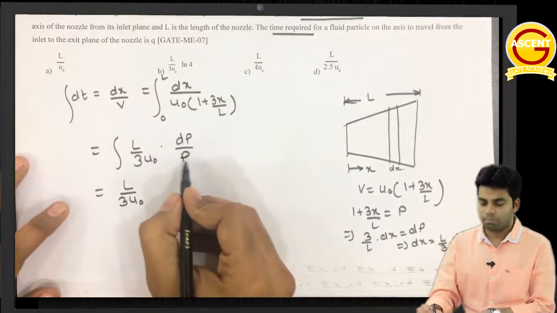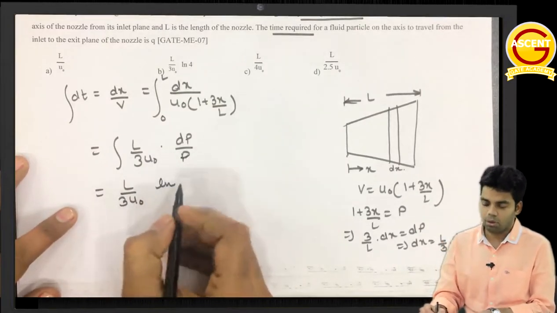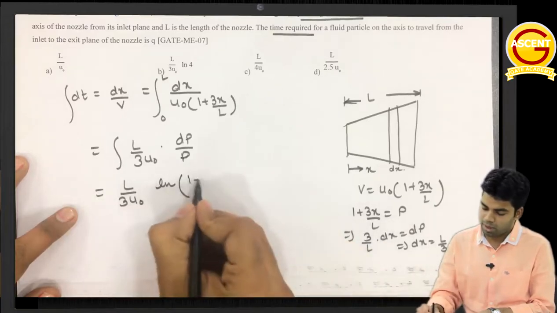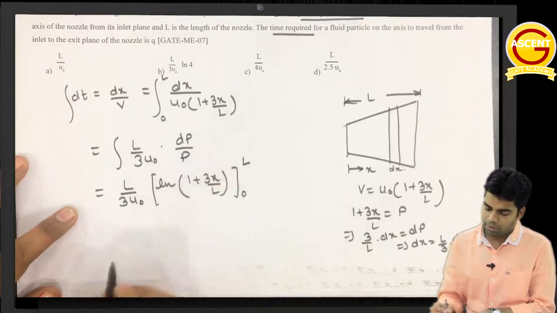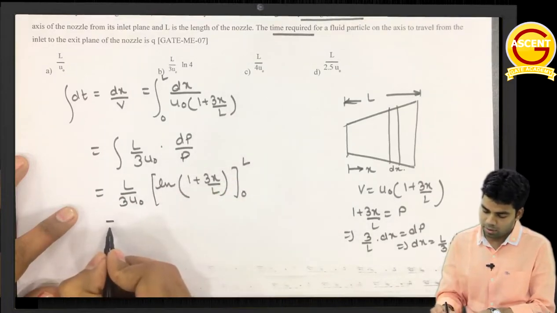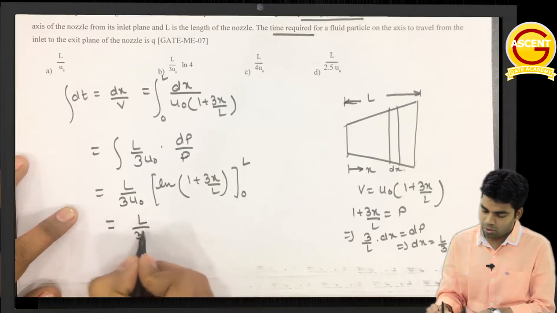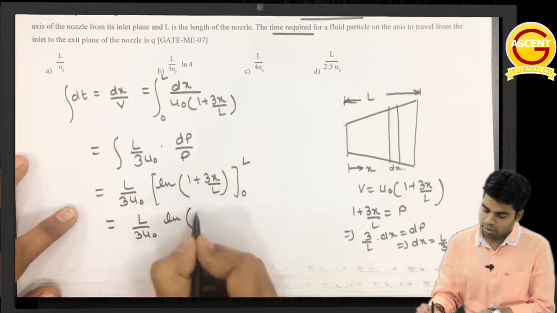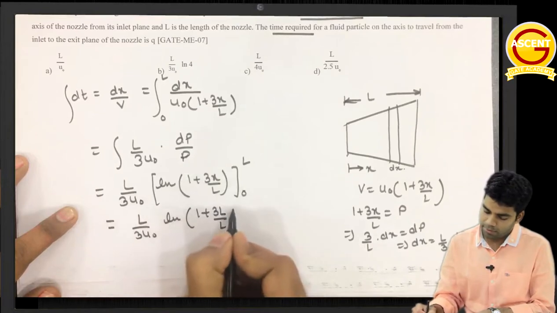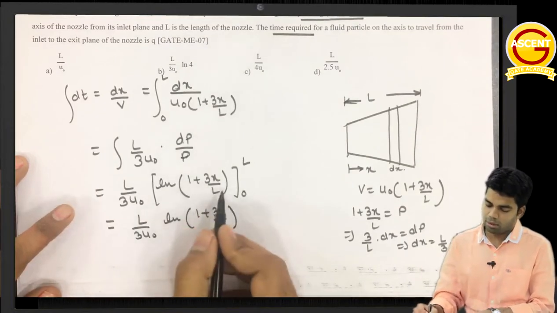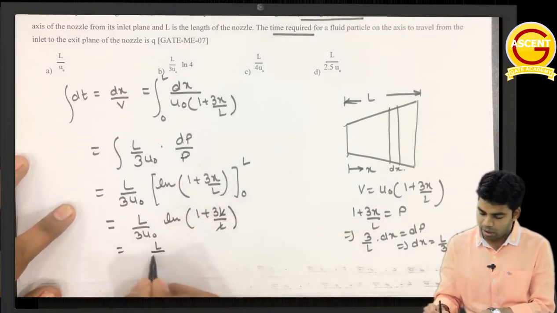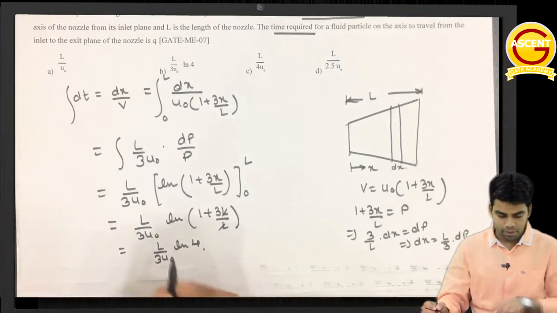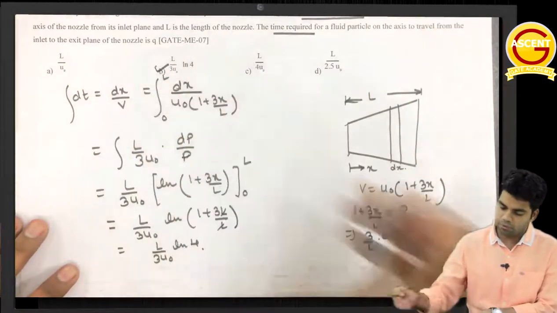The integration of dp/p is nothing but ln p, and p is 1 + 3x/L, with the limits from 0 to L. Just put the limits and we get L/(3u0) times [ln(1 + 3L/L) minus ln 1], and ln 1 is nothing but 0. So the L's cancel out and we get L/(3u0) ln 4. So the answer should be B, L/(3u0) ln 4.